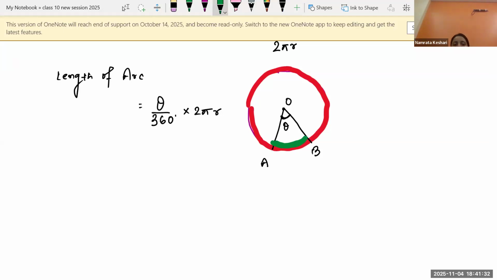Just find the arc length. Either they will ask you to find the arc length, or maybe they will ask you to find the area of the sector, or maybe the area of the segment. Yes, a different story will be there, but at the end you will be doing the same thing. So how to find the area of the segment, that we will see.